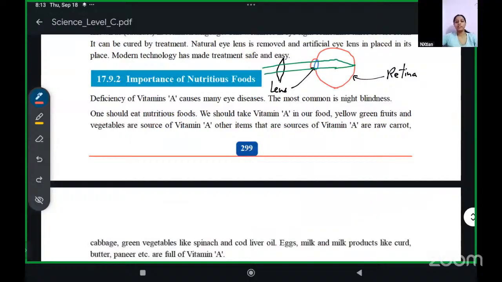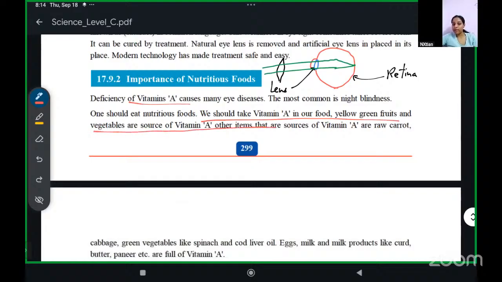Importance of nutritious foods. Deficiency of vitamin A causes many eye diseases. When there is a deficiency of vitamin A, the most common is night blindness. One should eat nutritious foods. We should take vitamin A in our food. Yellow and green vegetables are a source of vitamin A.